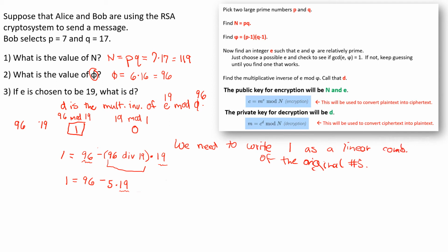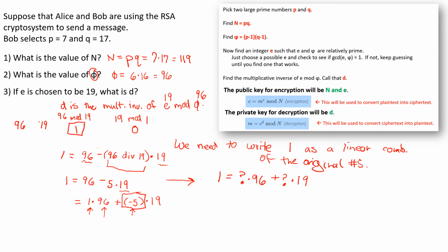Remember, we're trying to write the 1 as a linear combination of those original numbers. So what are those actual numbers, the s and the t part, that we called them s and t at one point, right? What comes in front of the 96 and what comes in front of the 19? Well, we can tell by what we just came up with. We would have a 1 in front of the 96, right? And a -5 in front of the 19. Okay, so we've just written that as a linear combination of the 96 and 19.